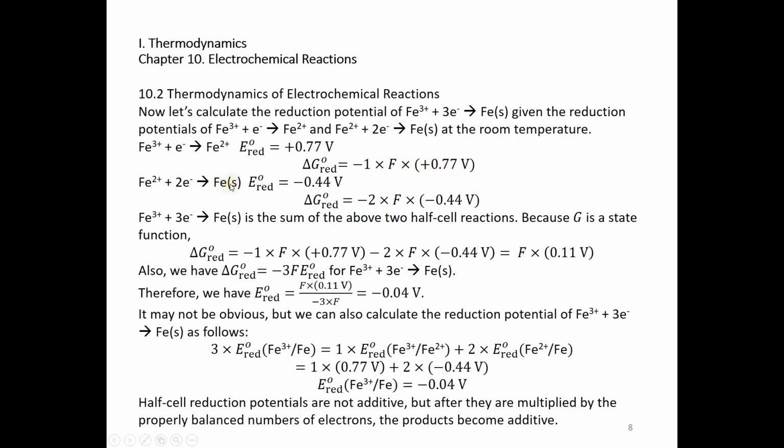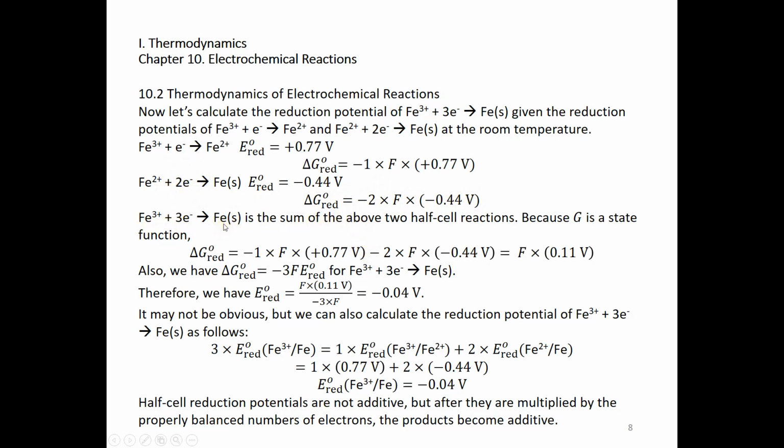We have another half cell reaction over here, also reduction. The reduction potential is negative 0.44 volt. And then we can compute the standard Gibbs energy of reduction. That's negative 2 times the Faraday constant times negative 0.44 volt. Negative 2 comes from here. We have 2 electrons being transferred.